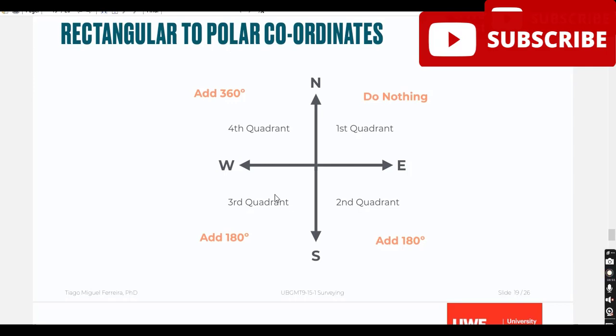It's very important, if you are new to surveying: if we get the quadrantal bearing in the first quadrant, we do nothing. If we are in the second quadrant, we add 180. If we find our bearing in the third quadrant, we add 180, as we have in this example. And if we are located in the fourth quadrant, we add 360 degrees.